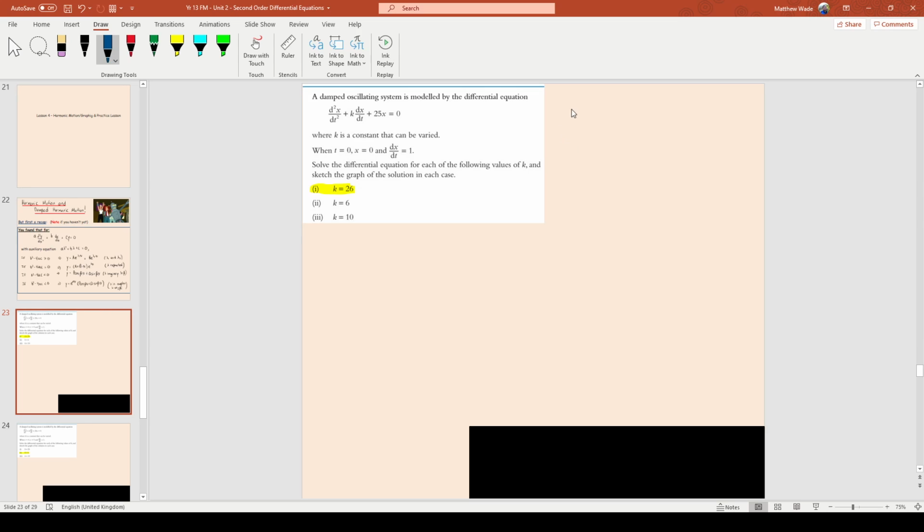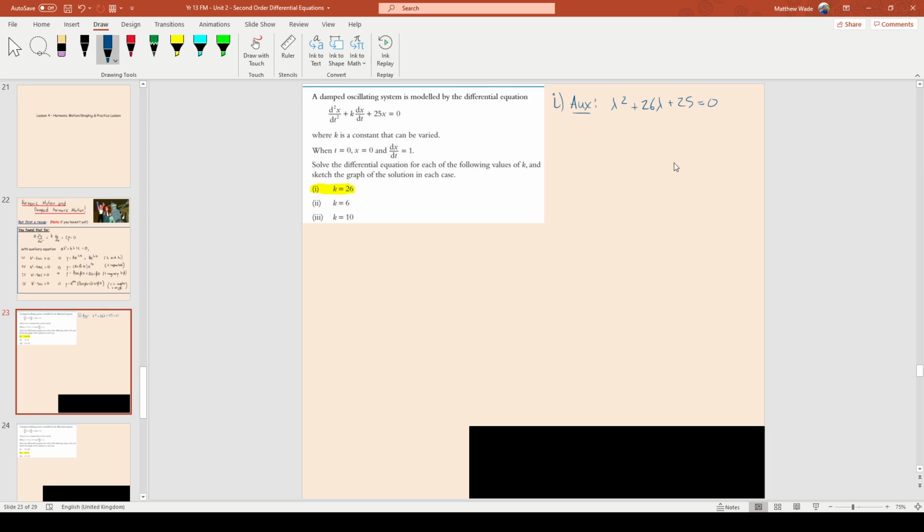Okay, and if you want to stay with me instead, here we go. So for part I, which we're just going to do I on this slide, it says k is 26. So I wonder if you remember the first step. Yeah, that's it. You found the auxiliary equation. So the auxiliary equation in this case is going to be lambda squared plus k lambda, but k is 26, so 26 lambda plus 25 equals 0.